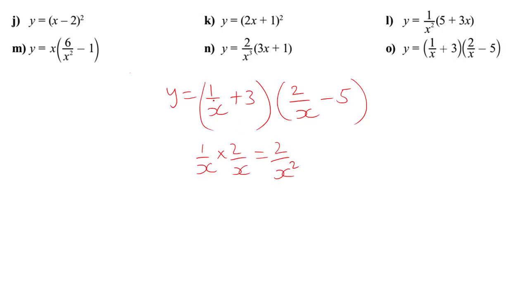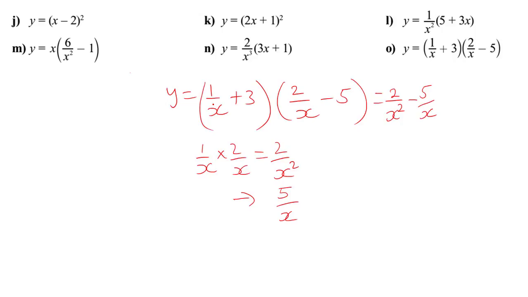Now, if you do 1 over x times 5, that should become 5 over x. We've done this one, so that should be very easy. So 1 over x times 2 over x is this, and 1 over x times 5 is this one here. Now I can just put my answers up. I've got 2 over x squared, this is minus, so that's going to be minus 5 over x.